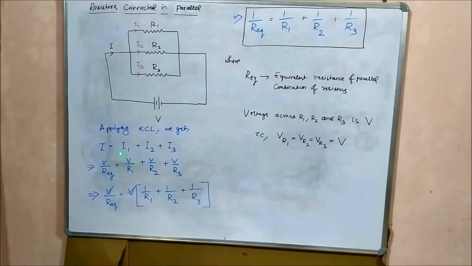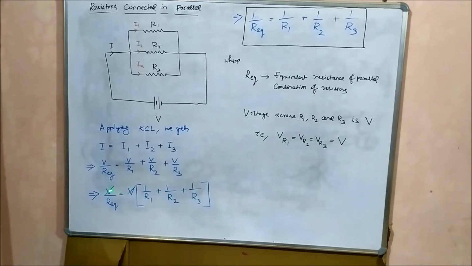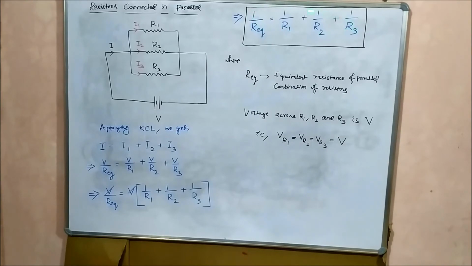Now here V can be taken as common from this expression. So when we take V common, we get V into 1 by R1 plus 1 by R2 plus 1 by R3. So in the LHS and RHS, V gets cancelled out. We are left with 1 by R equivalent is equal to 1 by R1 plus 1 by R2 plus 1 by R3. So that is the expression for equivalent resistance for parallelly connected resistors.